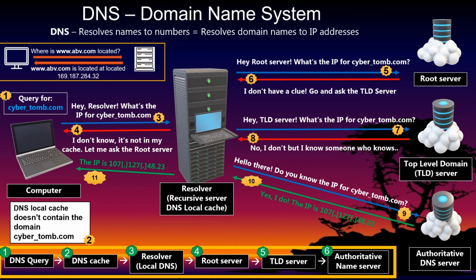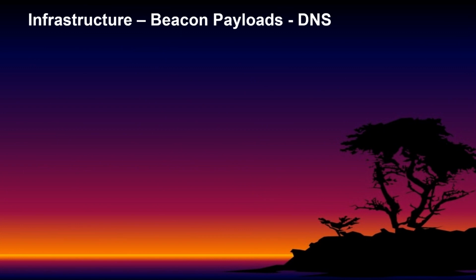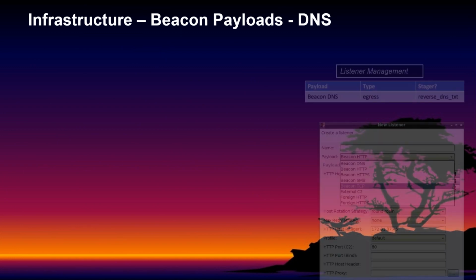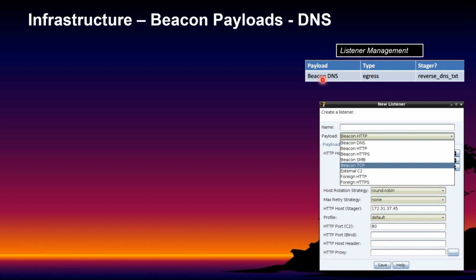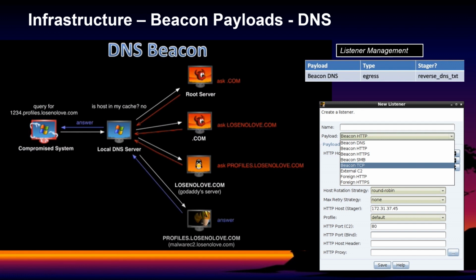So, by knowing this, let's move to the beacon payload, the DNS one. As we said, it's also egress. Similarly to HTTP and HTTPS, it's also egress, so it goes out of the network. And that's the main purpose. That's how we can set the listener. Again, we're just using the beacon DNS. In our case, it will be DNS here, stage report, and we fill in all the required information. But now, let's see how the DNS beacon would work.